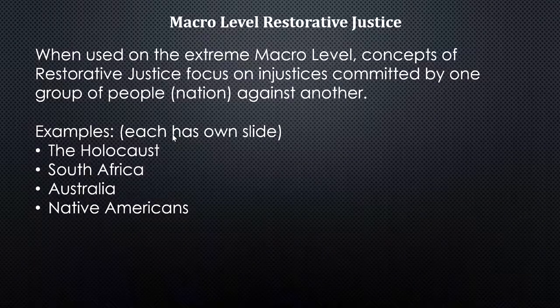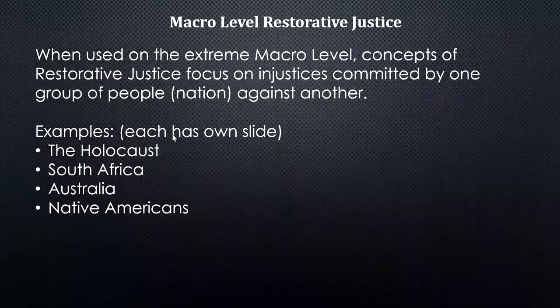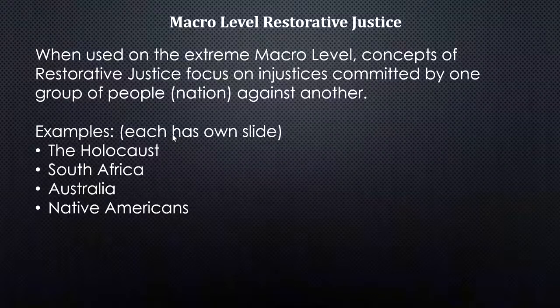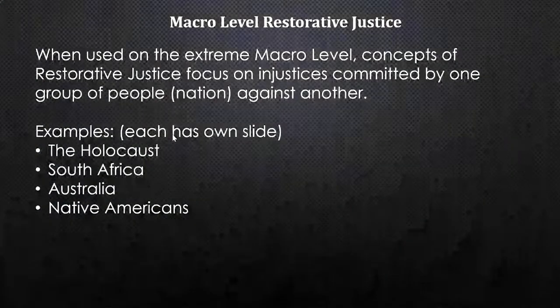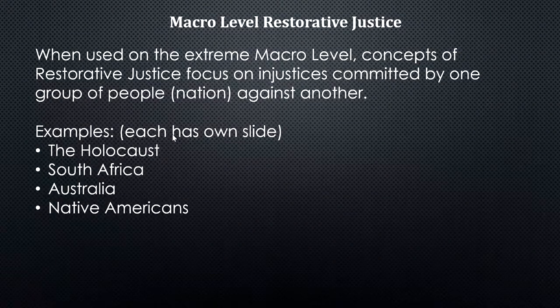When you use these concepts on the extreme macro level, we focus on injustices committed by one group of people or nation against another group of people. Examples, and each of these will have their own slide. Examples on the macro level include the Holocaust, apartheid in South Africa, the treatment of the Aborigines in Australia, the treatment of Native Americans in the United States, but could also include the treatment of people of African descent in the United States.